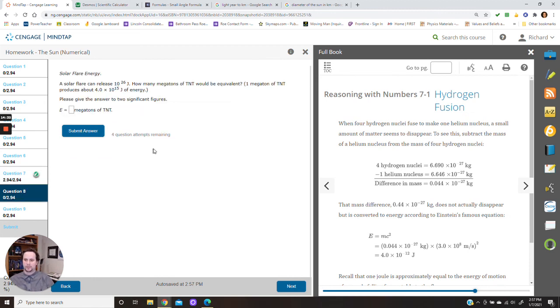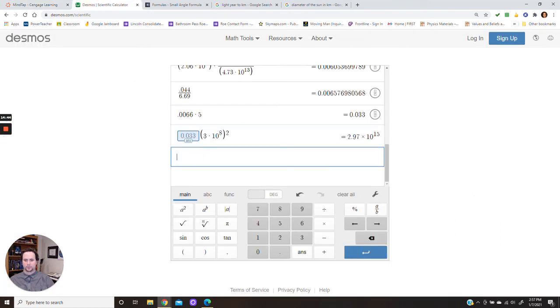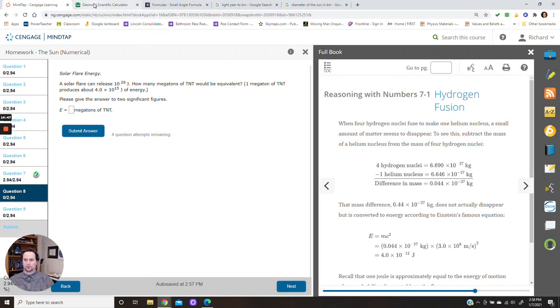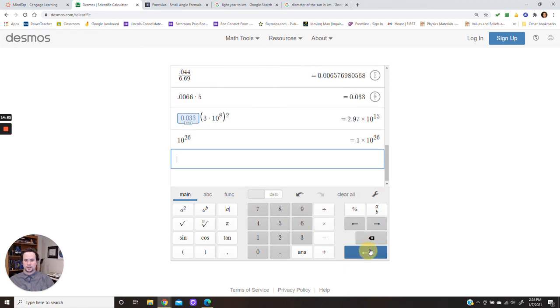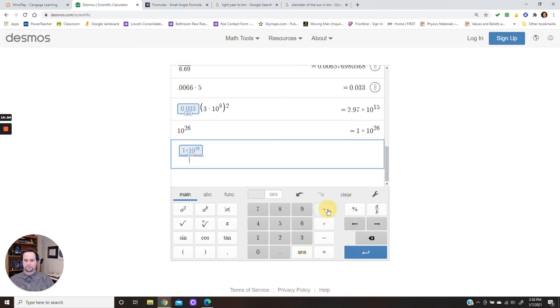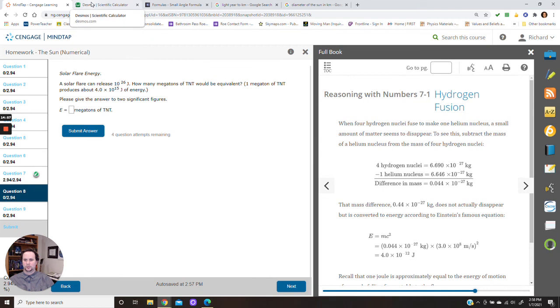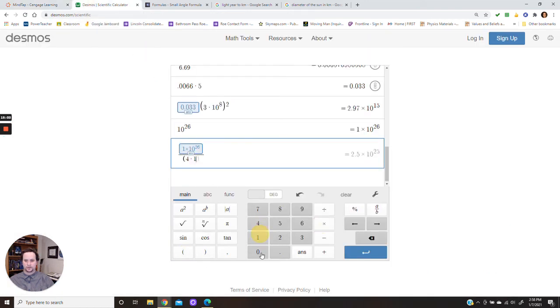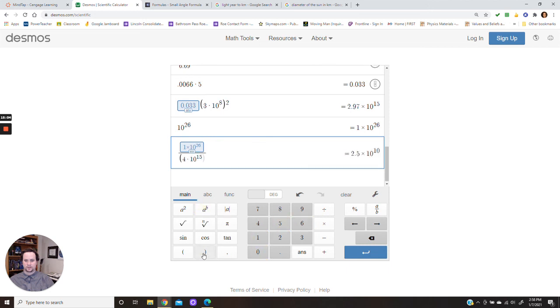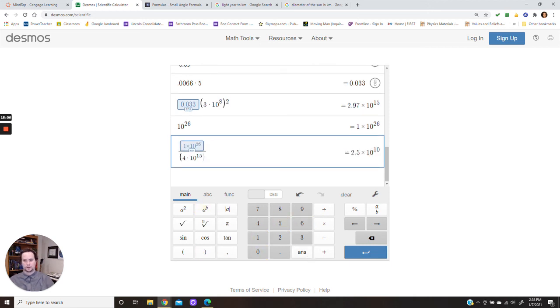This one was just a conversion. So we're taking the total amount released divided by how much was in each, 4 times 10 to the 15th. So we'll do 10 raised to the 26th, I'm going to divide that by 4 times 10 to the 15th. So under here, do 4 times 10 raised to the 15th. No and no. Try that again.